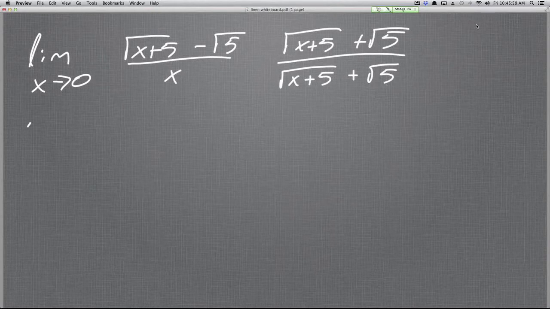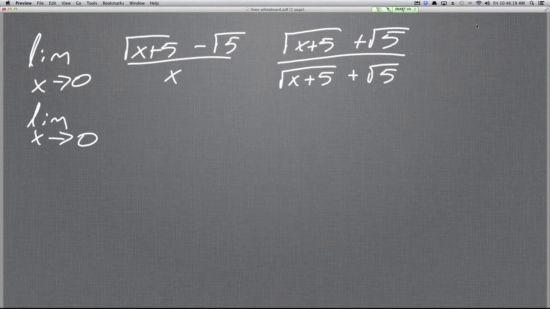Now remember, what's the only thing we should be multiplying? The front and the back. Be more specific. Right, but in this case, I only want to multiply the numerator.